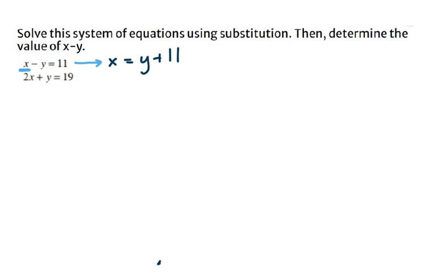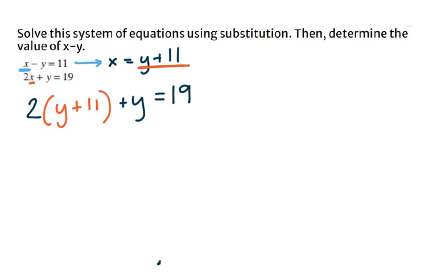We can now take this value, which is equal to x, so we know that y plus 11 equals x, and we can substitute that into the second equation every time we see x. So that's exactly what we're going to do. We're going to substitute y plus 11 in for x here. So that gives us 2 times y plus 11 plus y equals 19. Now that we only have one variable in our equation, we can solve for y.